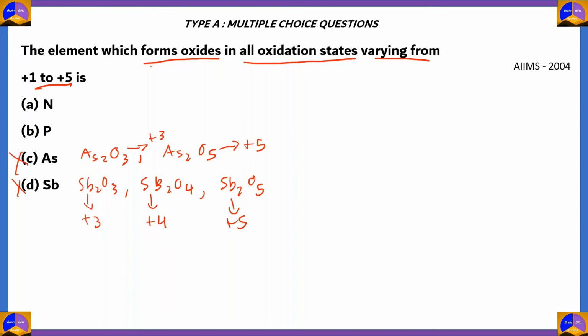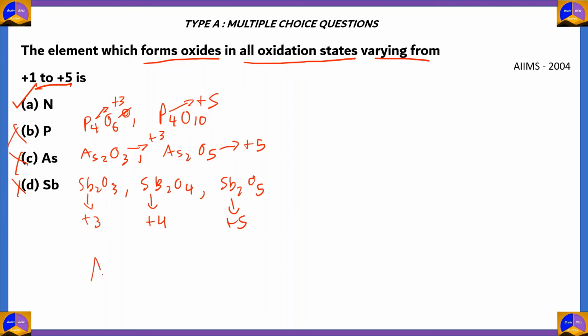What about phosphorus? Phosphorus has two oxides, P4O6 and P4O10. In P4O6, phosphorus has an oxidation state of +3. Over here, it has an oxidation state of +5. Therefore, option B is also incorrect. The right answer is option A, nitrogen.